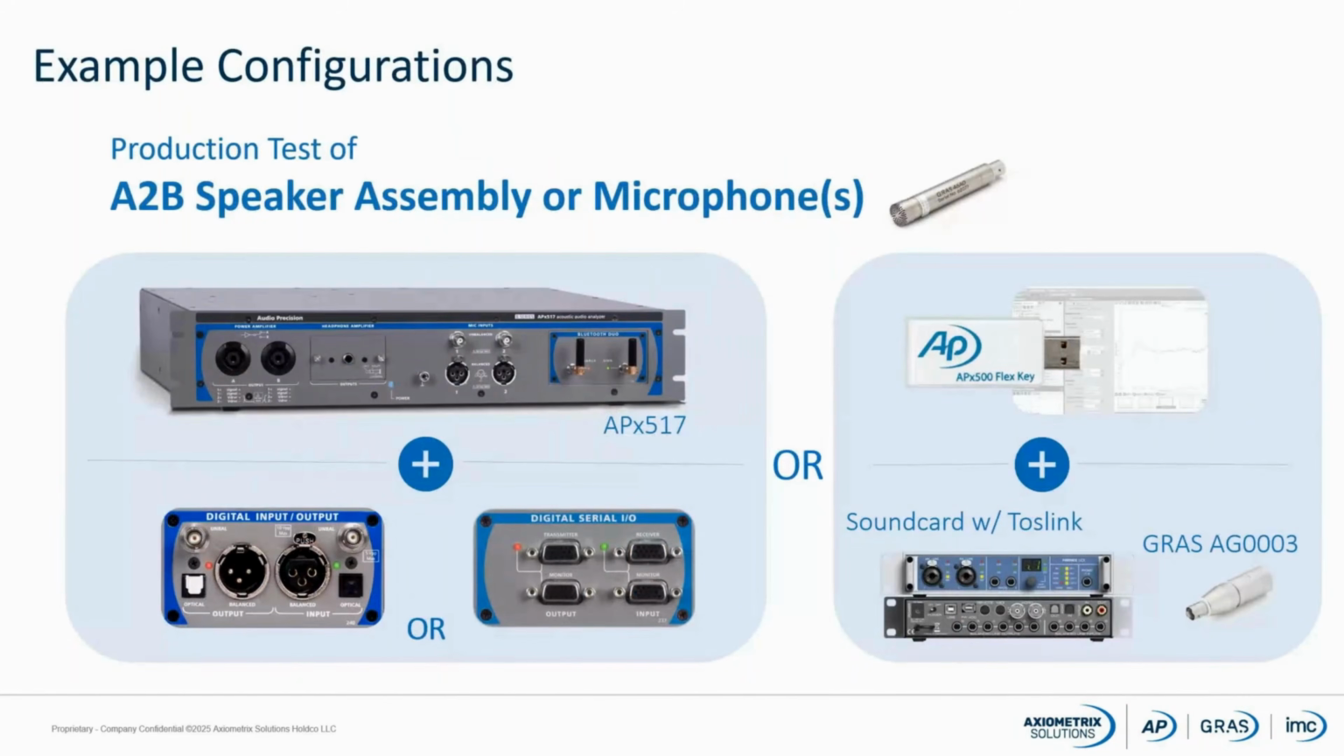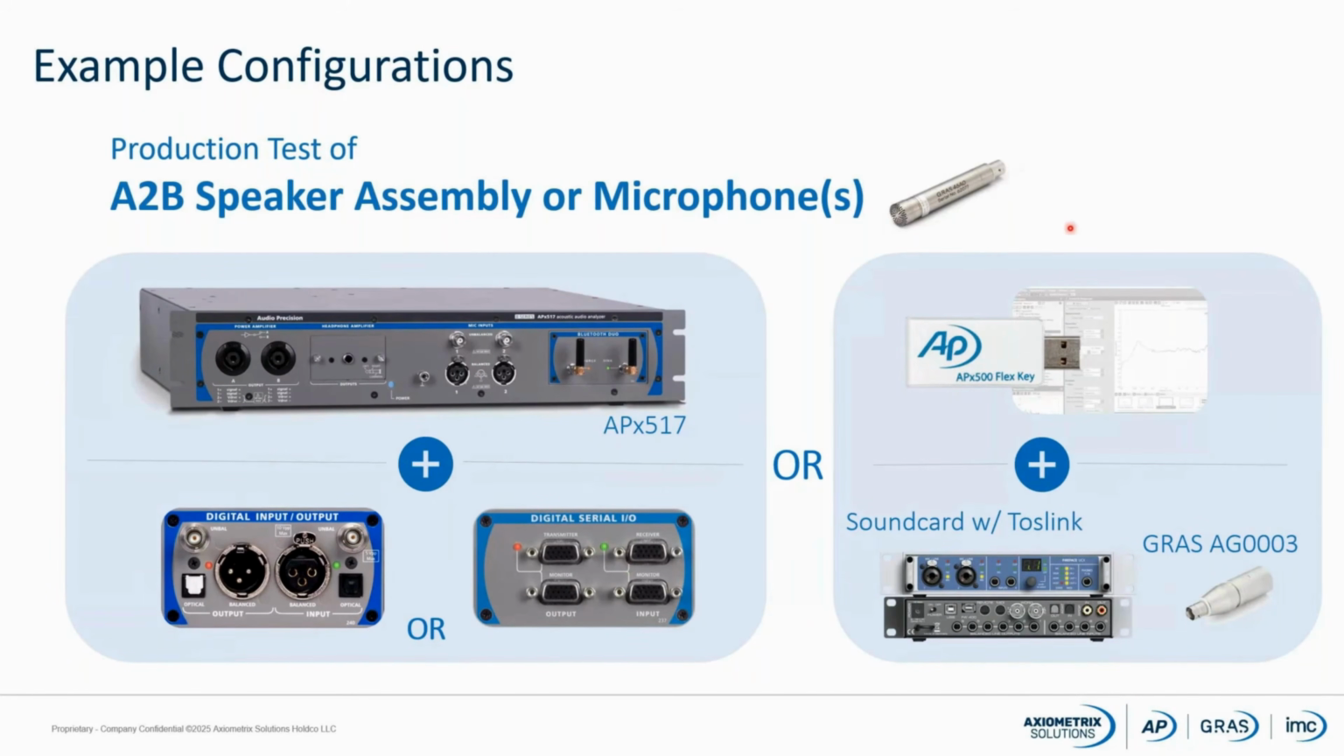Here are 2 example configurations for production test of either an A2B speaker assembly or an A2B microphone. Starting with the configuration on the left, the 517 was chosen because it has 2 microphone inputs that can supply either CCP, also known as IEPE, or phantom power to a connected reference microphone, but also because it has 1 modular interface slot where either a SPDIF or serial interface module can be installed.